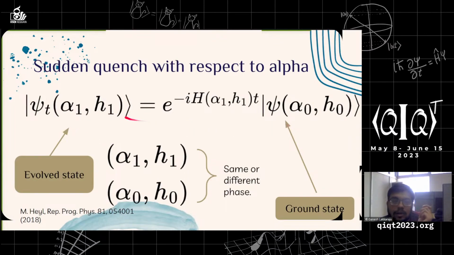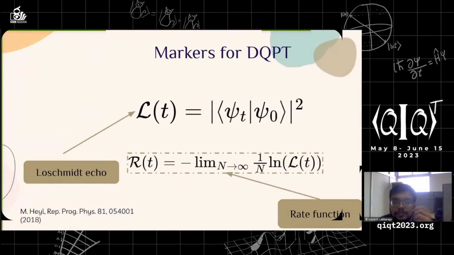This is what Heyl has shown. But I would like to mention a very serious caveat here: this method has several flaws. People have shown counterarguments that there are several models that do not follow this logic. But in our case, the Ising class of Hamiltonians in general follow this property, and essentially we can use the markers of DQPT.